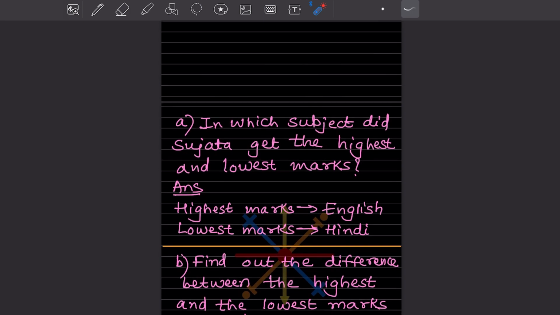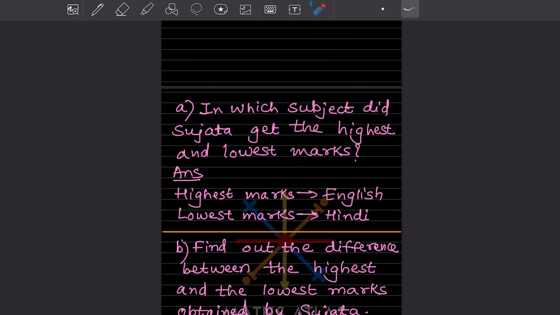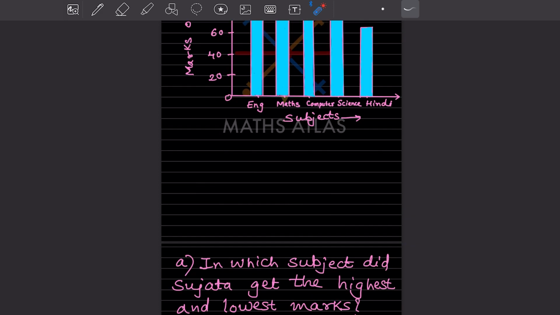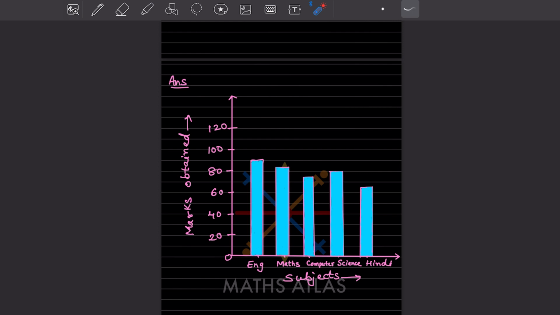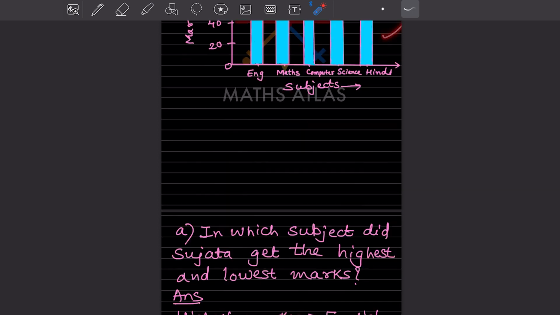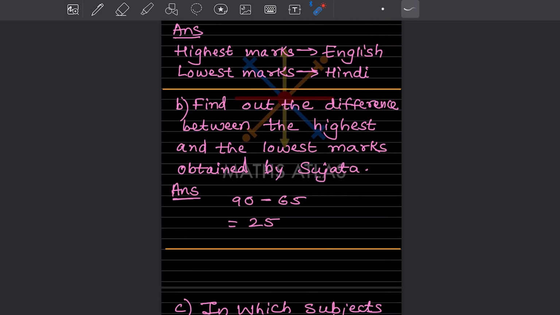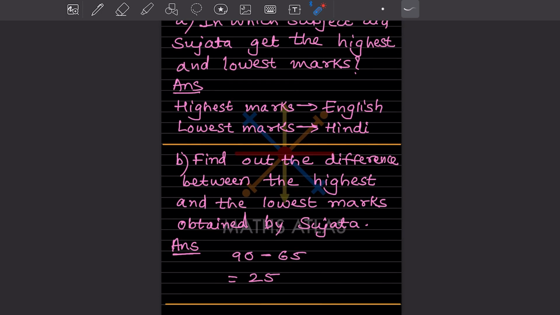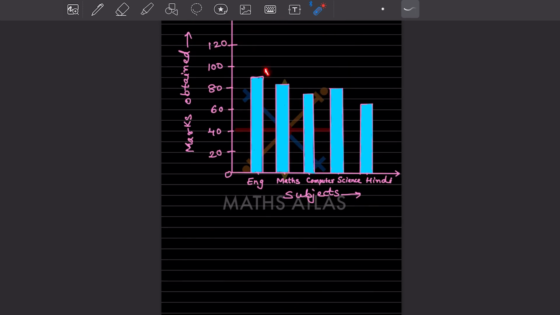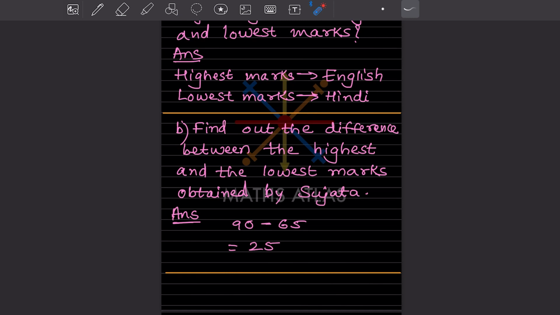And you have to answer the questions. In which subject did Sujata get the highest and the lowest marks? So highest marks and the lowest marks. Let us see here. The highest she got is in English and the lowest is in Hindi. Find out the difference between the highest and the lowest marks obtained by Sujata. So how many marks did she get? 90, and here it is 65. So 90 minus 65, the difference is 25.